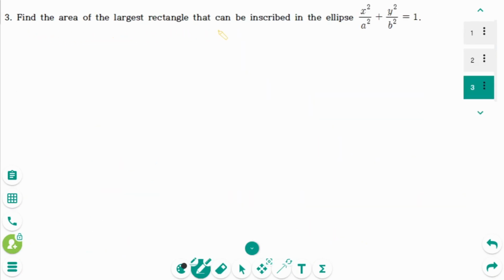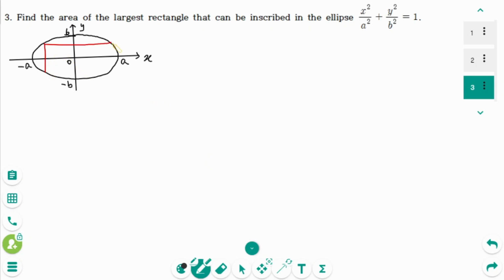Question 3. Here is x squared over a squared plus y squared over b squared equals 1. An inscribed rectangle is here. The upper right vertex of the rectangle is here. Let's say (x, y), where x is between 0 and a.